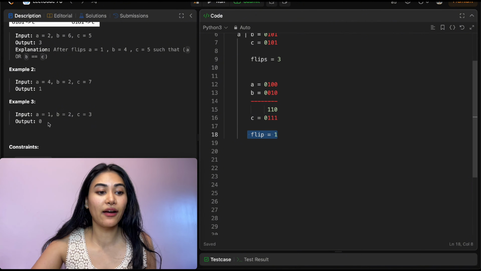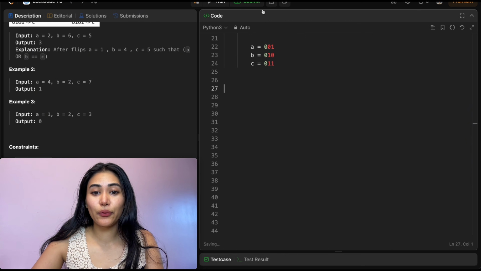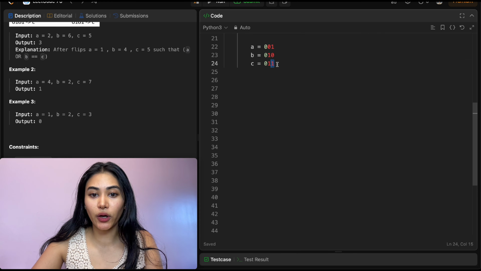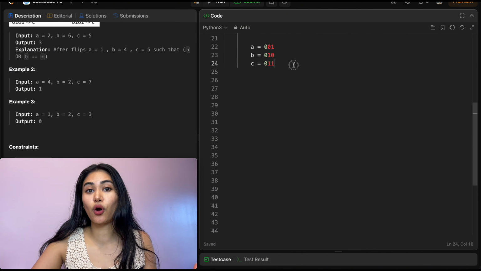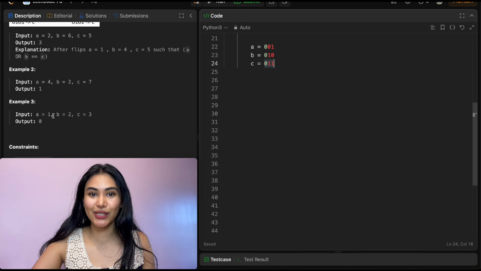And last example, we have 1, 2, and 3. So example 3, we have 1, we have 2, and we have 3. Now C here is 1. A ORed with B is going to be 1. The second digit, C is 1. A ORed with B is also going to be 1. So no flips are required, and we output 0.